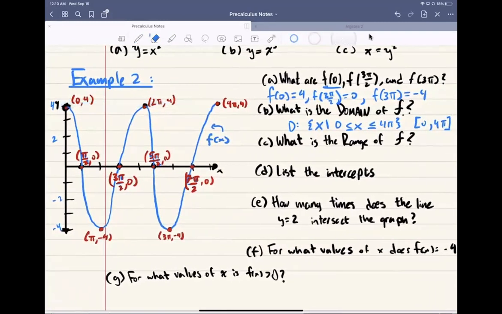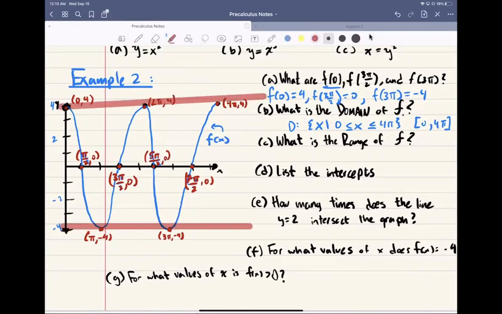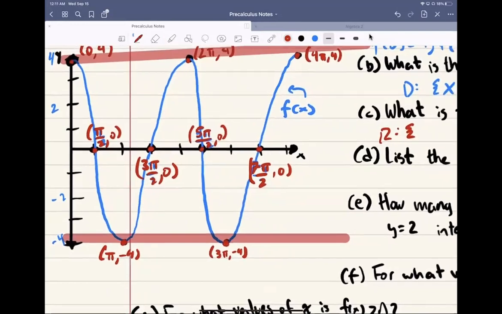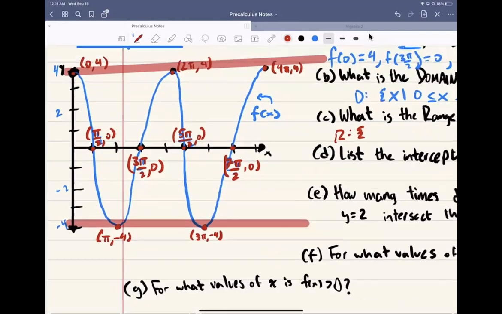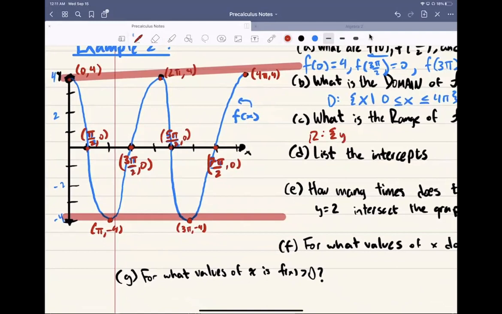Our range, however, is a little bit different, and some of us struggle with range. Our range is just trying to find out what is our highest y value and what is our lowest y value, right? So you'll notice that our range, and we'll write that in red, has to do with our f of x or our y. So we're going to say y. Our y starts at -4, that's the lowest we can go, and the highest we can go is 4. So we're going to say y such that y is between -4 and 4.